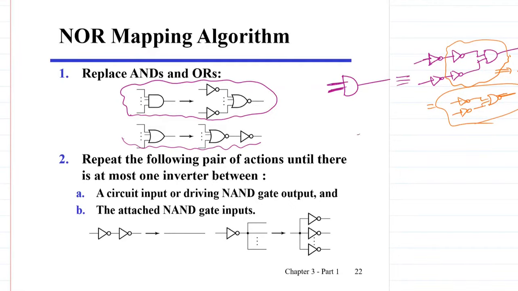For the OR gate, it's straightforward. For the OR gate, we can just simply add 2 inverters one after the other one at the output side, and this will be equivalent to the NOR gate followed by an inverter. So that's how we just replace the AND and OR gates with their equivalent NOR gates.